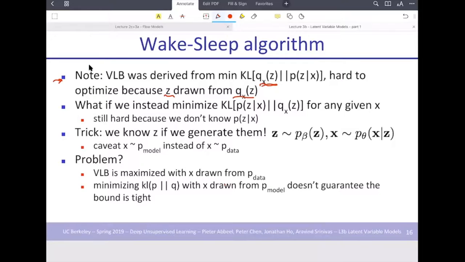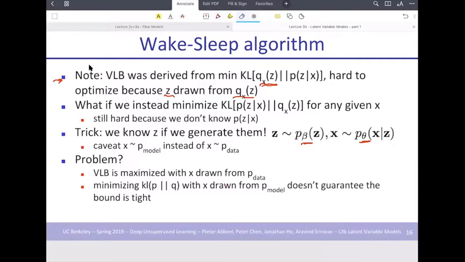Okay, so the trick is that instead of drawing it from an unknown distribution, how about we come up with our own distribution, which is beta and theta, and draw the Z from those distributions that we modeled ourselves instead. So this is the idea of the wake-sleep algorithm.